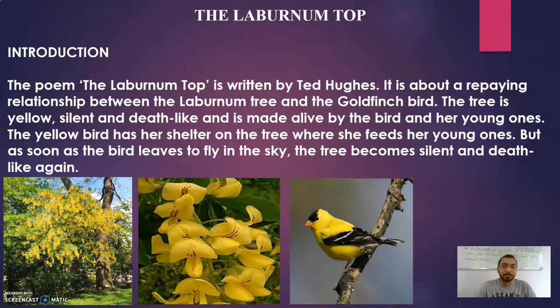So let's start. First we'll go on with the introduction of the chapter. The poem The Laburnum Top is written by Ted Hughes. It is about a repaying relationship between the laburnum tree and the goldfinch bird. The tree is yellow, silent and death-like and is made alive by the bird and her young ones. The yellow bird has her shelter on the tree where she feeds her young ones. But as soon as the bird leaves to fly in the sky, the tree becomes silent and dead-like again.